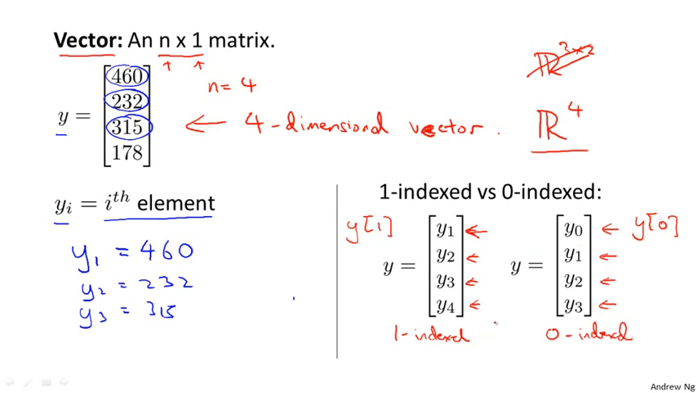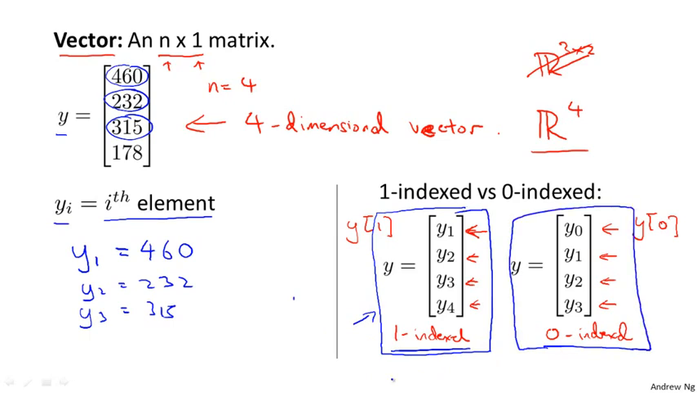It turns out that in most of math, the 1-indexed version is more common. But for a lot of machine learning applications, 0-indexed vectors give us a more convenient notation. So unless otherwise specified, you should assume that we're using 1-indexed vectors. In fact, throughout the rest of these videos on linear algebra review, I will be using 1-indexed vectors. But just be aware that when we talk about machine learning applications, sometimes I'll explicitly say when we need to use 0-indexed vectors as well.